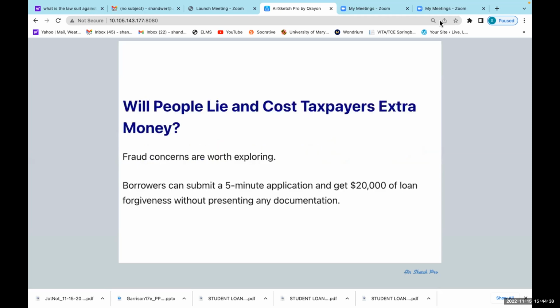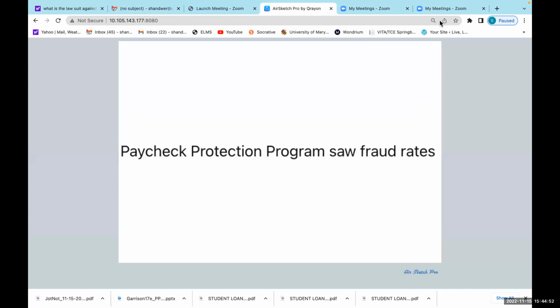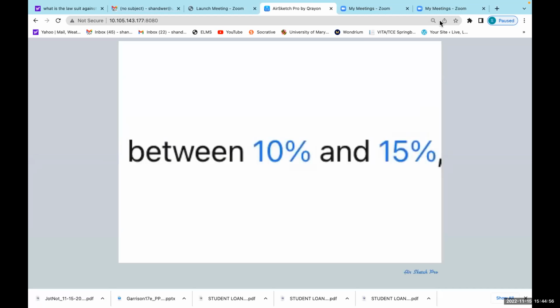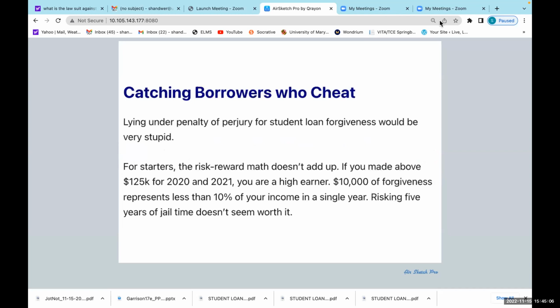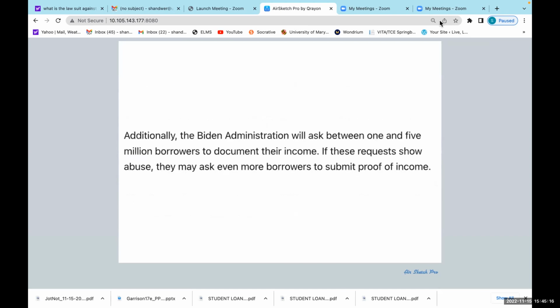You're going to self-certify. And this leads to what could be interesting to watch in the news. There could be some frauds where people lie about their income in order to get the forgiveness. That's to be expected. We think back to the Paycheck Protection Program, where there were lots of frauds at a rate of 10 to 15%. That was money given to businesses during COVID. Here, there may be some differences, where the fraud rate is not as high, maybe a lot lower. That's because the Biden administration said that if there's this forgiveness, they are going to check the self-certification of income. They're going to check about 1 to 5 million borrowers. If they find enough evidence of abuse, then they're going to start checking more people. So I don't think fraud is in the picture here.